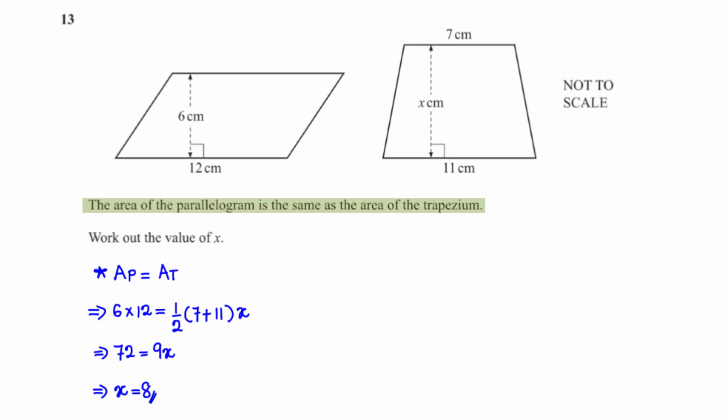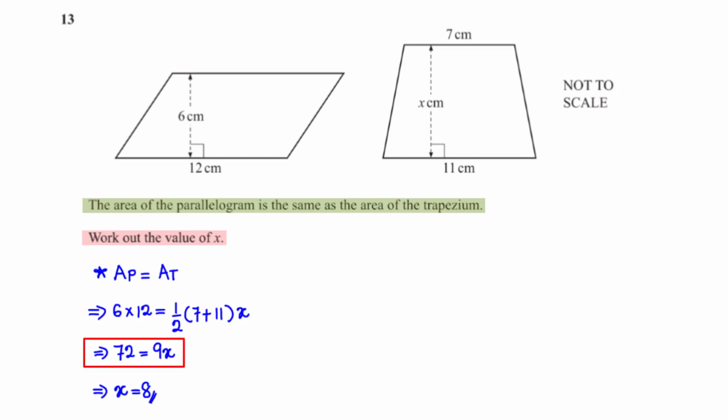The area of the parallelogram is the same as the area of the trapezium. Work out the value of x. We are told the area of the parallelogram is equal to the area of the trapezium. We can get the area of the parallelogram using base times height, where the base is 12 centimeters and the height is 6 centimeters. The area of the trapezium is half times the sum of its parallel sides, which is 7 plus 11 centimeters, times its height, which is x.